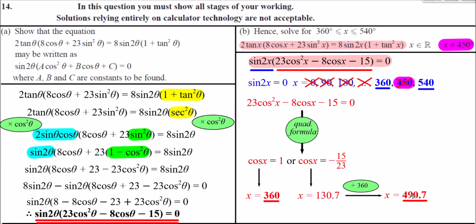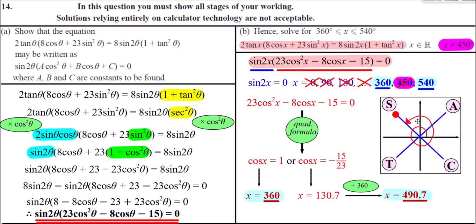If you want to use a CAST diagram, you could. So what you'd have in a CAST diagram would be this here. But essentially, we've got our solutions now. So 360, which we've got twice, 540, and 490.7. This is how you could use a CAST diagram for this one. So 130 degrees isn't in the range, so we go around another 360. That's 490.7. If I went to this line here, that'd be 540 degrees, so I can't go to the T quadrant, that's going to be out of range.